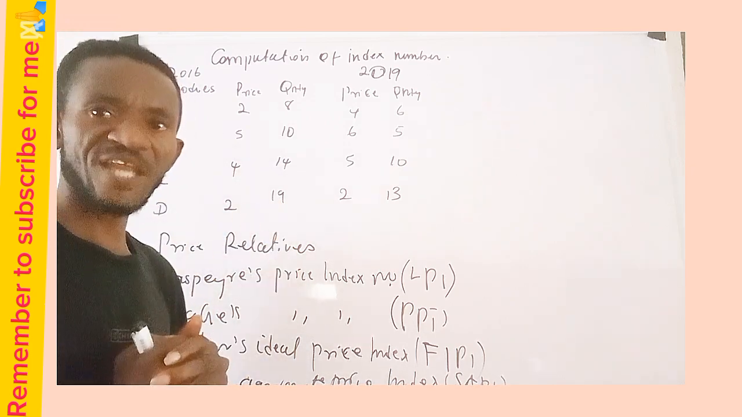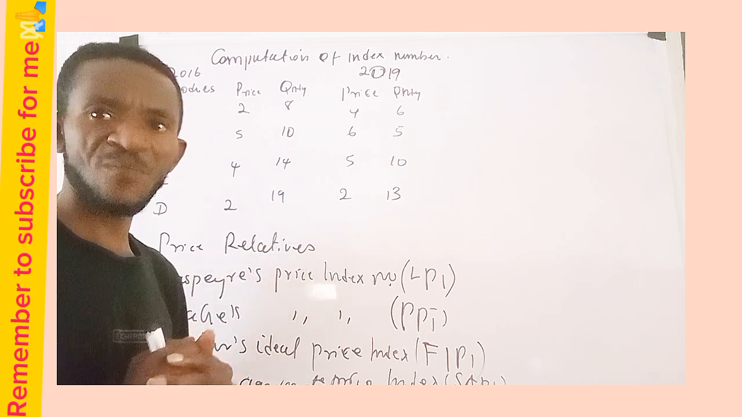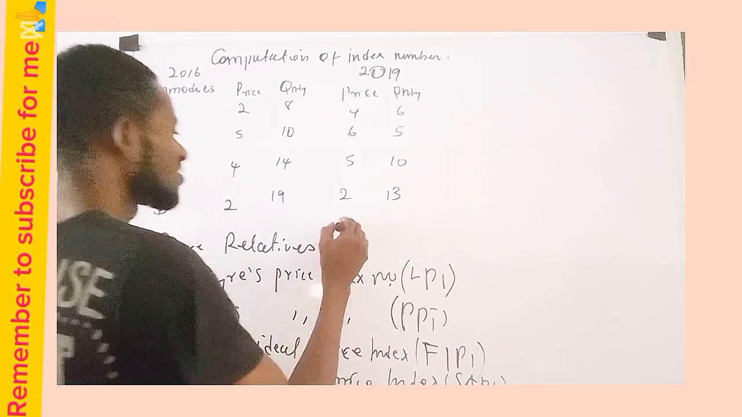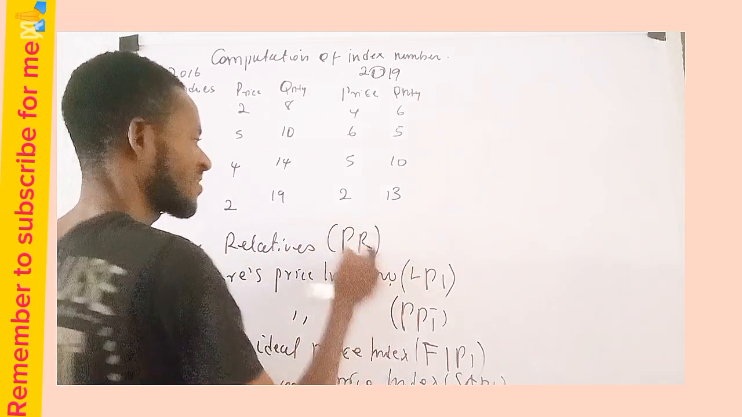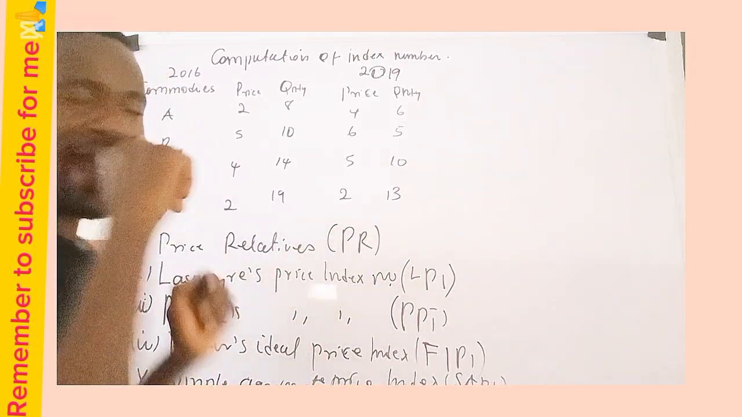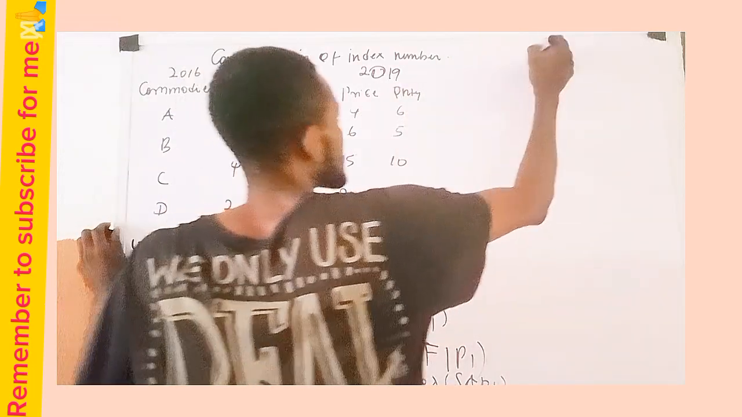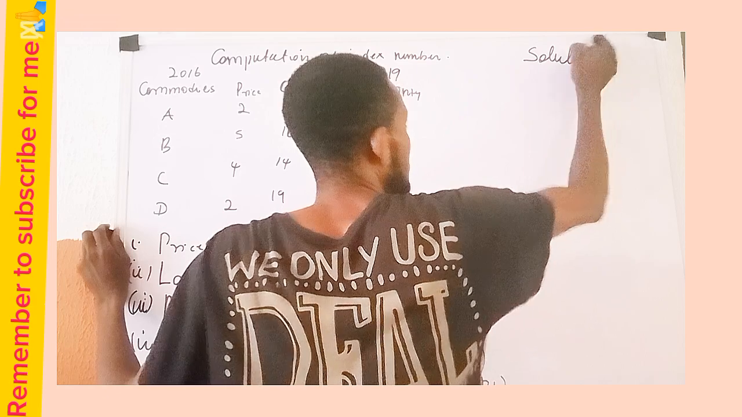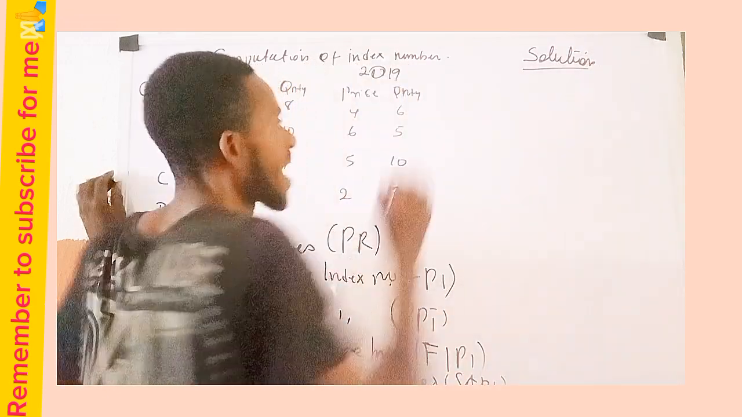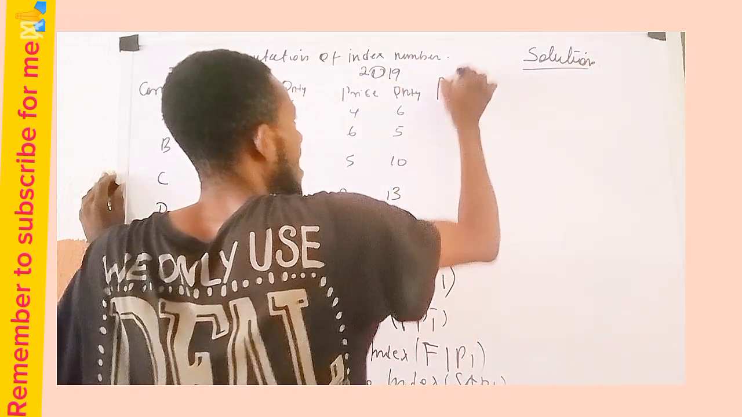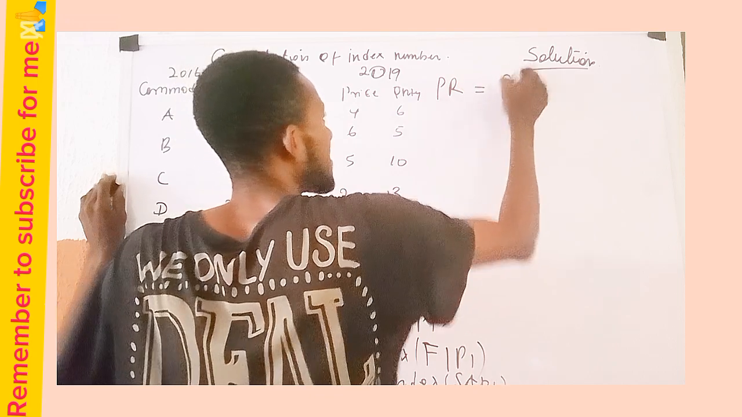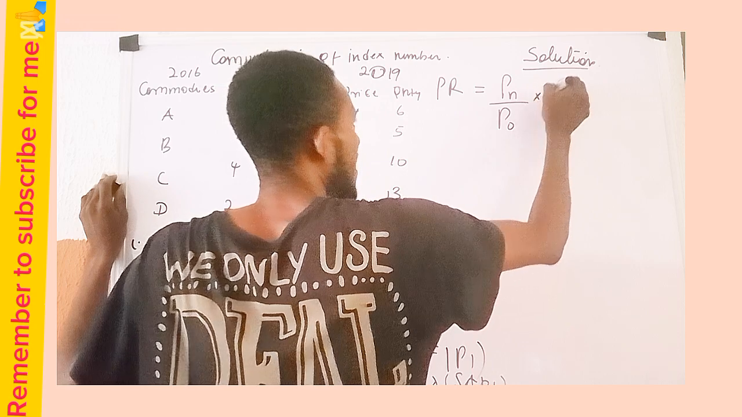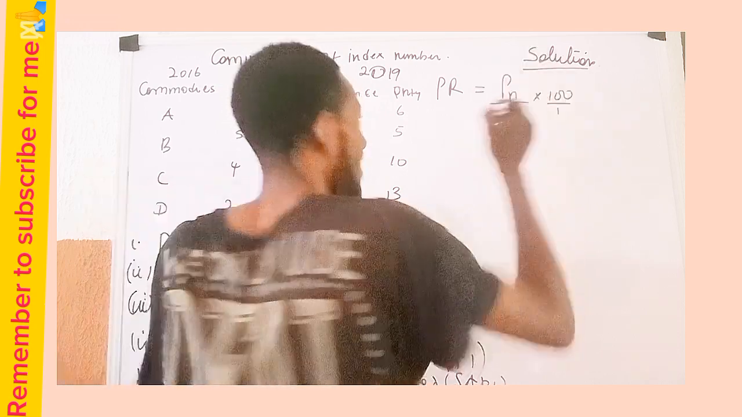In our previous class, we already gave the formula for the price relatives. We said our price relative is often denoted with PR. This is my solution. We are providing solution to the questions. Our price relative PR is given as P of n all over P of 0 multiplied by 100 all over 1. This is the formula.